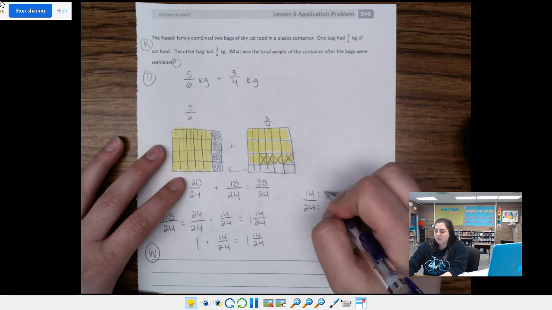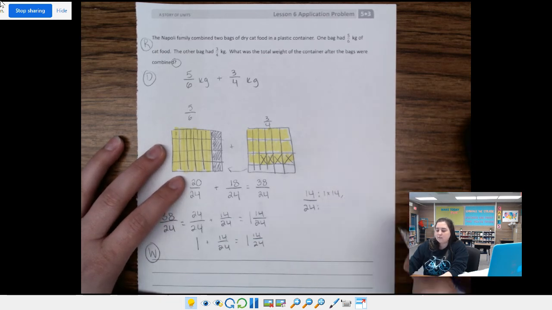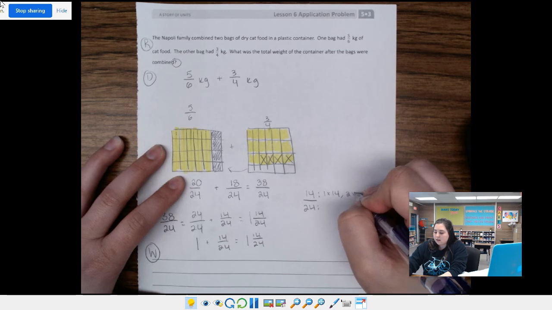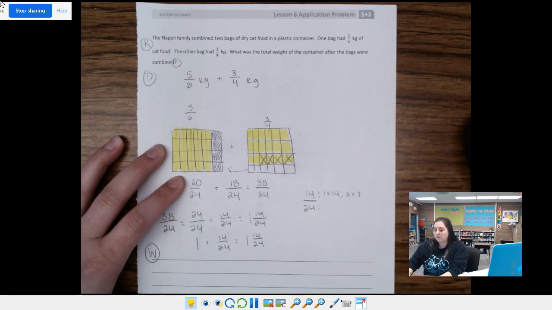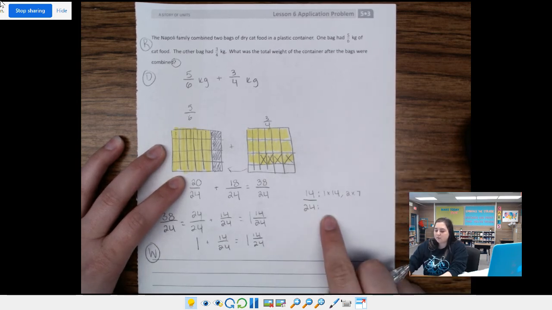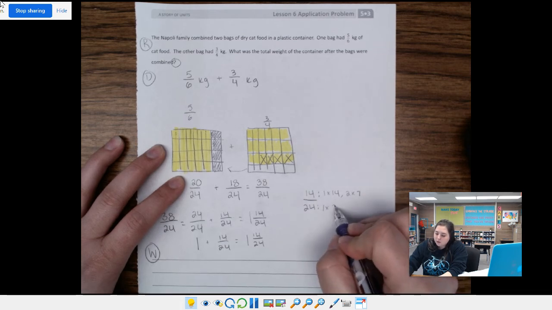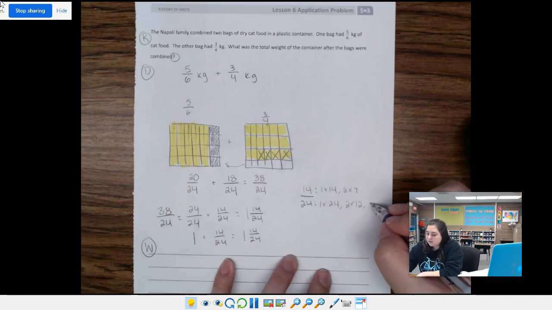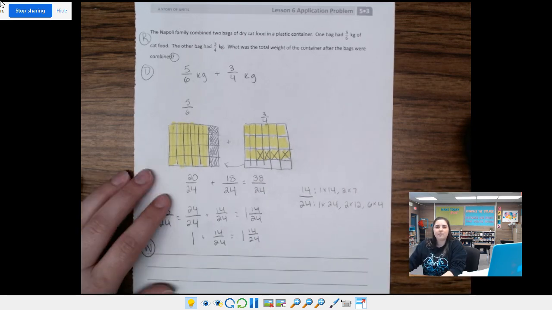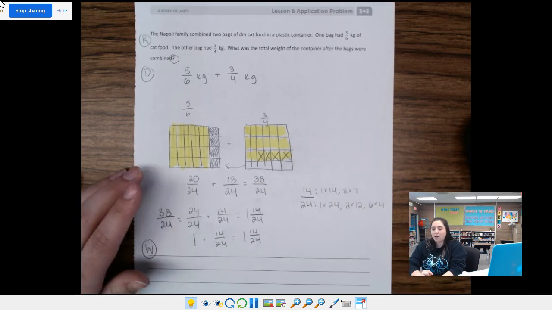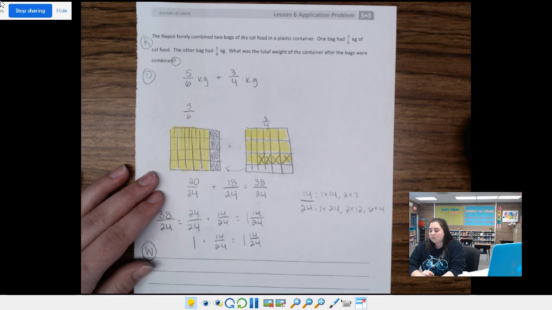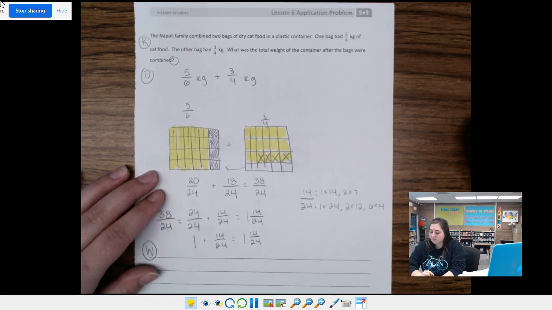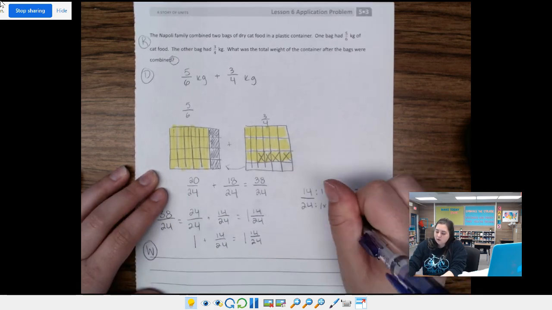Okay, here's what I came up with. 1 times 14, 2 times 7. That's all I could think of. And over here, I have 1 times 24, 2 times 12, and 6 times 4. What do we see in common here? Do we have any factors in common besides 1? We have 2.